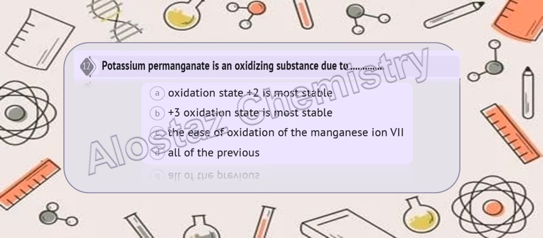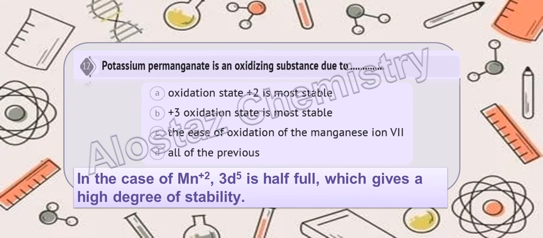We said that potassium permanganate is an oxidizing agent, and it has one oxidation state that will be the more stable state. In the case of Mn+2, manganese has a more stable state with half-filled 3d5 electrons, which gives a high degree of stability. So oxidation state +2 is the more stable, and our choice is letter A. Let's go to question 13.